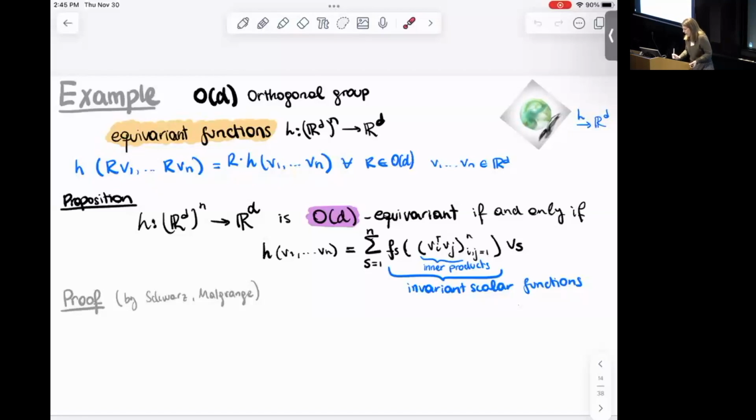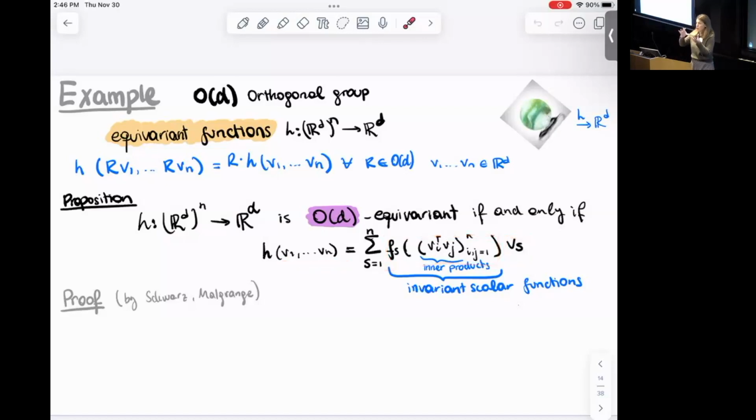So the theorem says that if you have a function that takes n vectors in R^d and outputs a vector in R^d, this function is O(d) equivariant if and only if you can write it as a linear combination of my input vectors, where the coefficient functions are functions of the inner products. So they're invariant scalar functions. That is true for O(d). It's not true for SO(d).